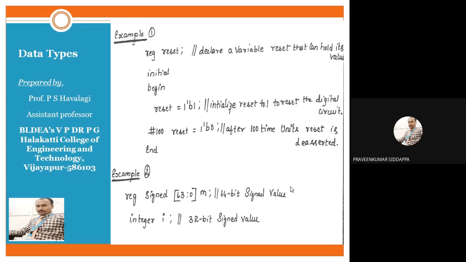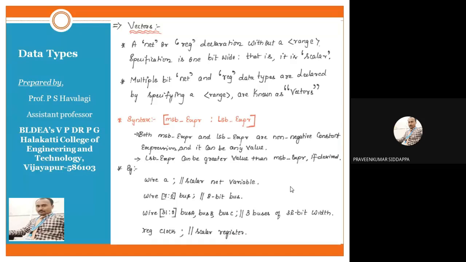Okay, so we will move to the next concept. This one is also very important. We have already written many examples with the help of vectors, but now we will study what a vector is. What is scalar and what is vector? Scalar is only one bit. What is a vector? A vector contains more than one bit, all of them similar.